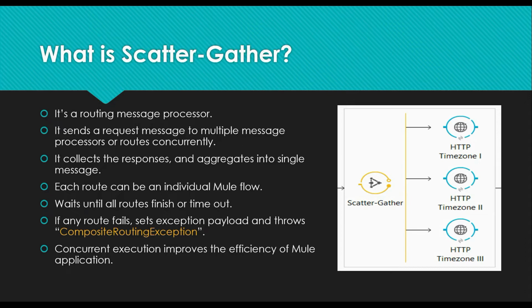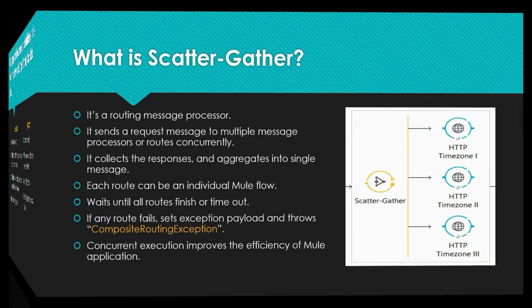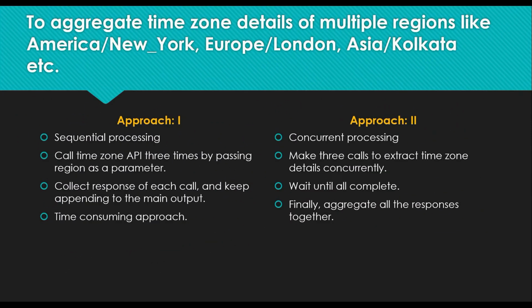Now, as you can see on the right hand side, this is the screenshot of the scatter gather component in Mule, where you can configure multiple routes or Mule flows inside that component and execute them concurrently. Now let's take one small scenario and understand how we can solve this problem using the scatter gather component.